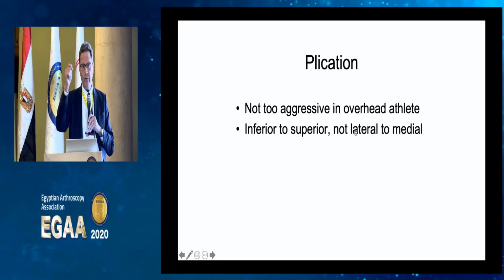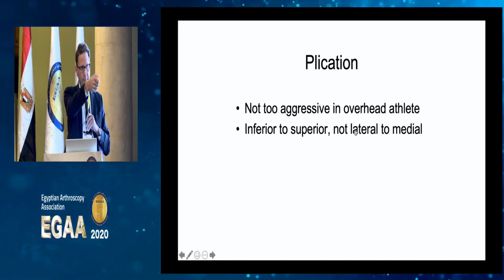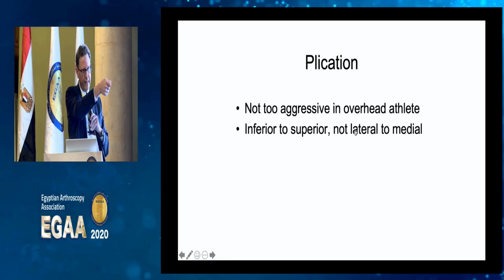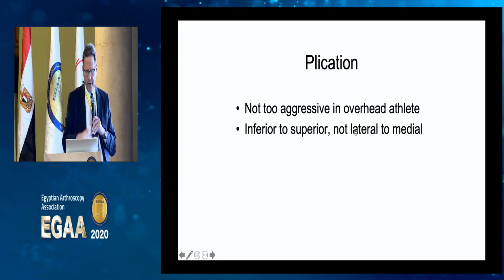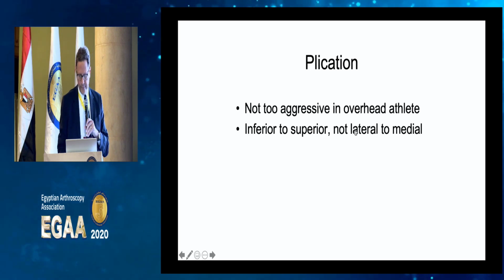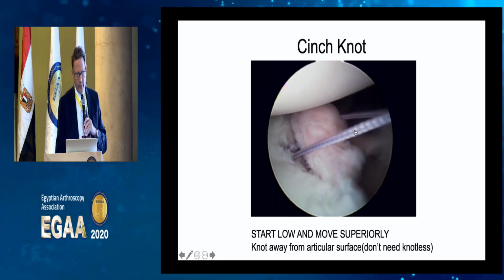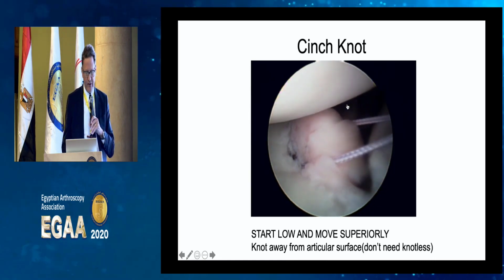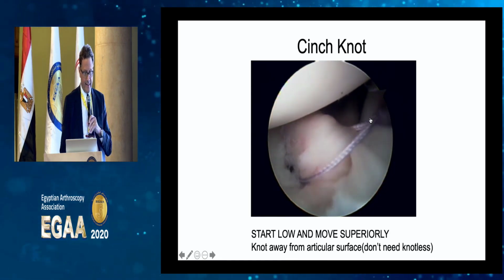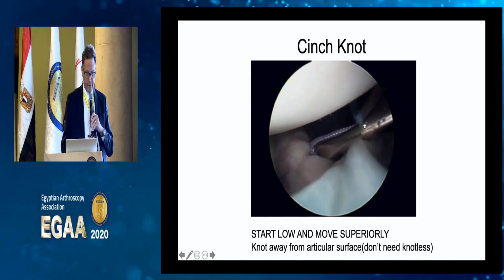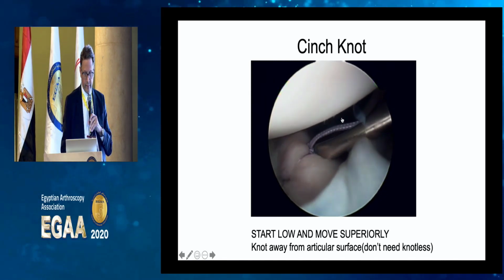Plication, not too aggressive with overhead athletes. Pull from south to north, not from east to west. So you're pulling inferior to superior, not medial to lateral, or else the patient will be very stiff. And then I know there are knotless anchors, but if you like doing knots, I think that's okay. Just make sure that the knot is away from the articular surface. Okay, so not over here, over here.